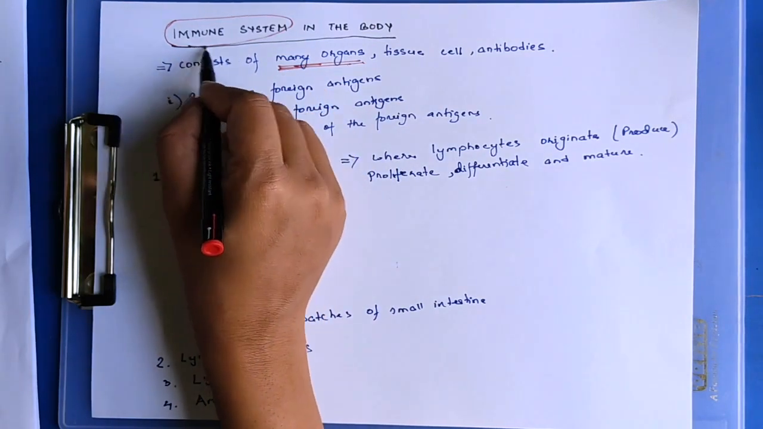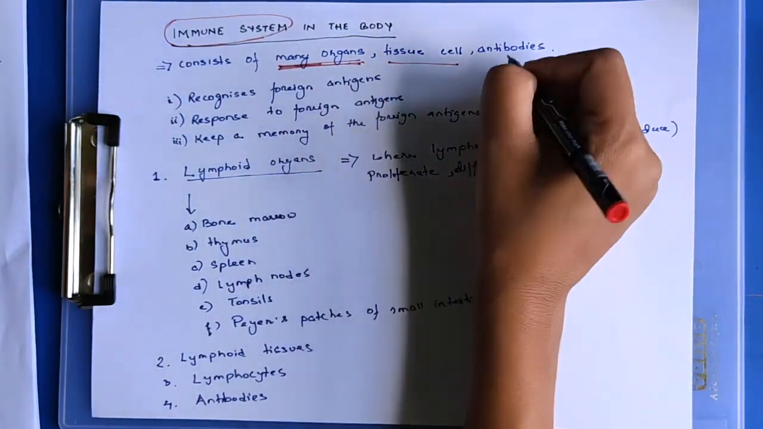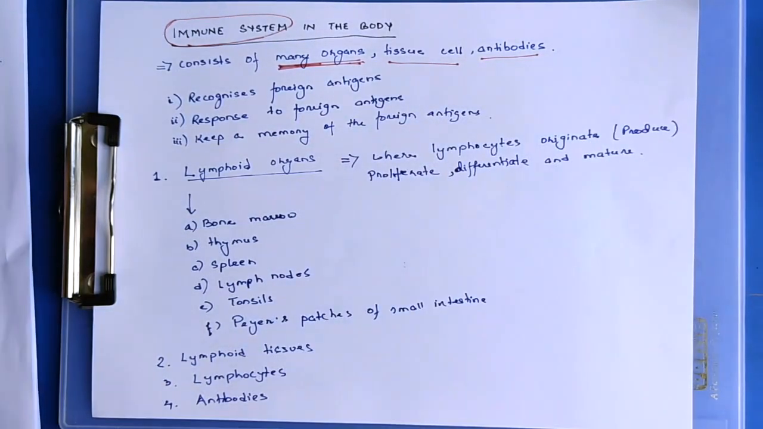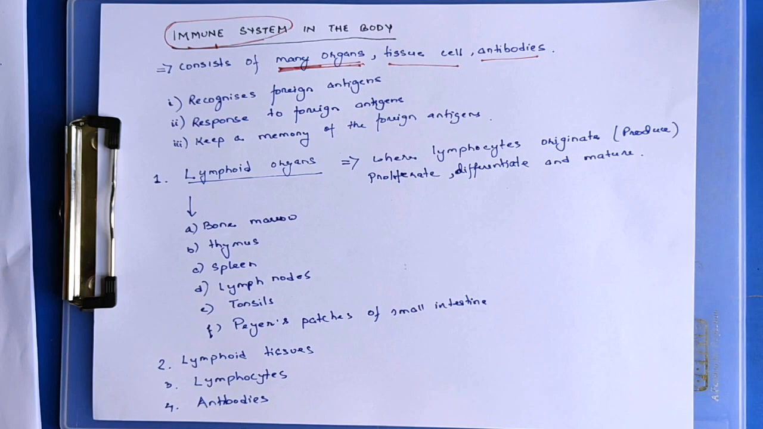First, you need to know that the immune system consists of many organs, tissues, cells, and antibodies. These comprise our immune system.